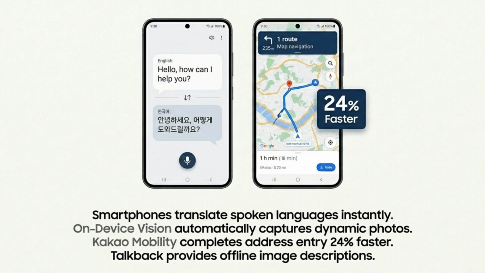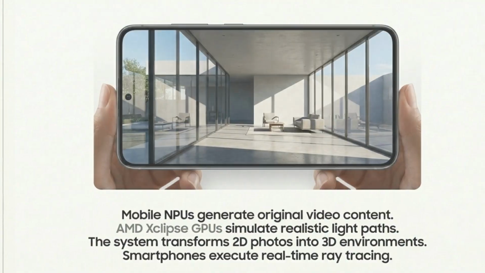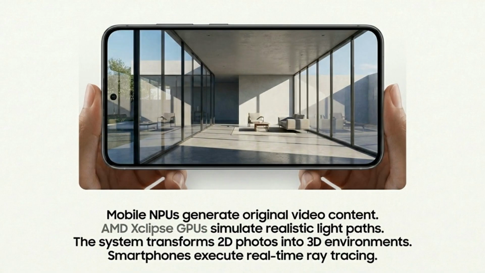Real-world applications are already here. From instant language translation and dynamic photo capture to faster address entry and accessible image descriptions, on-device AI is making a tangible difference. On-device hardware even enables real-time ray tracing and the transformation of 2D photos into 3D environments, setting a new standard for mobile media.